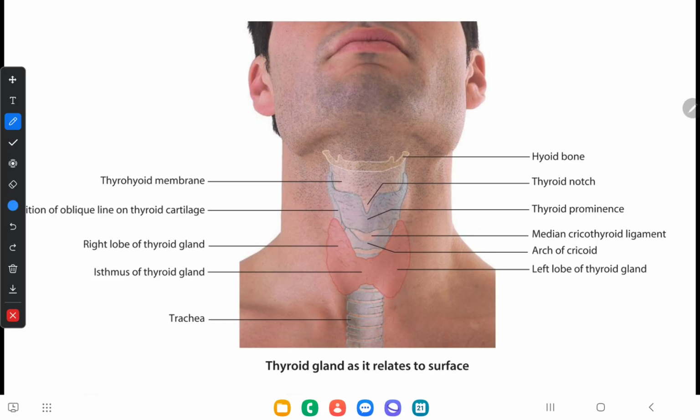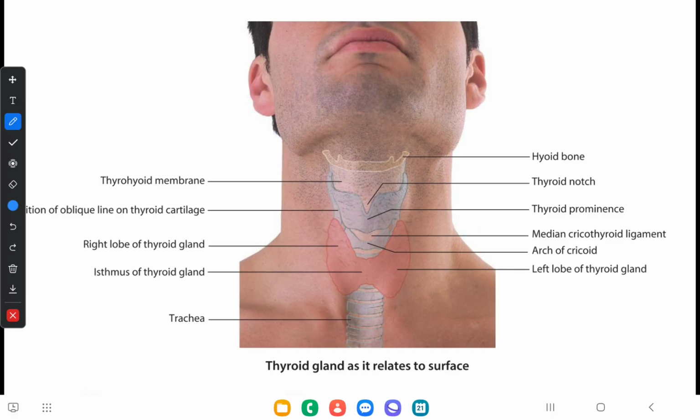The thyroid gland weighs approximately 25 milligrams in adults, being slightly heavier in females. It consists of right and left lobes, which I told you earlier. It is connected by the isthmus of the thyroid gland. Each lobe is around 5 centimeters in length and 3 centimeters in breadth, as well as 2 centimeters in thickness.